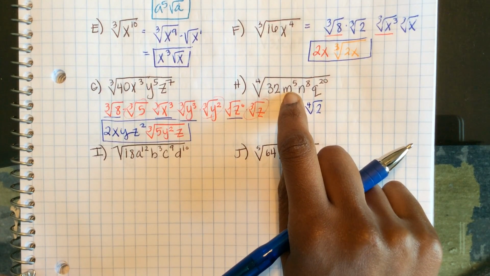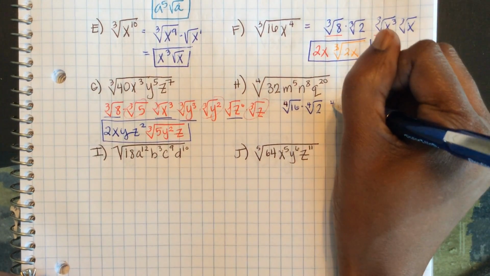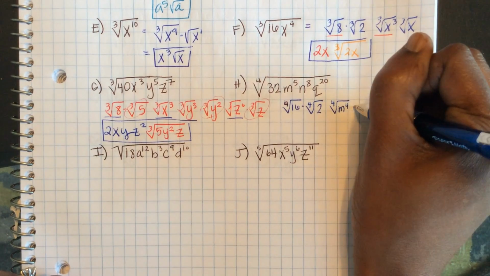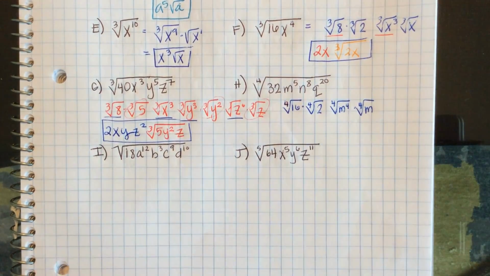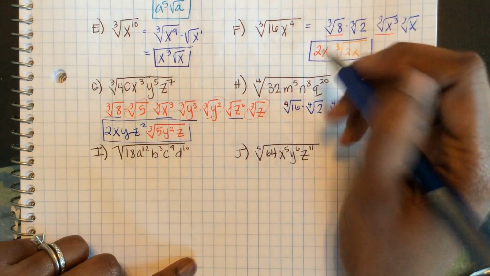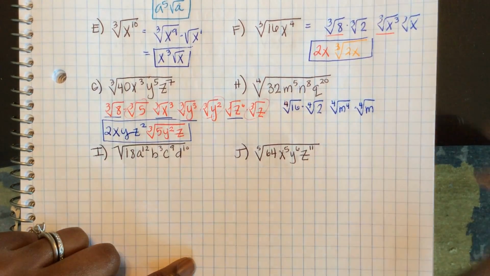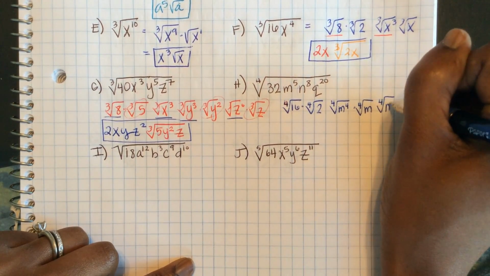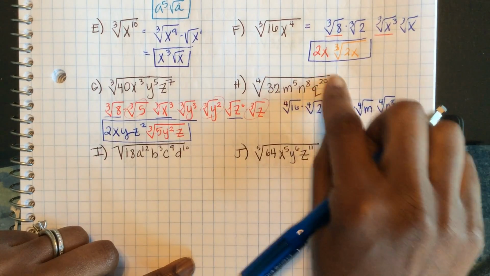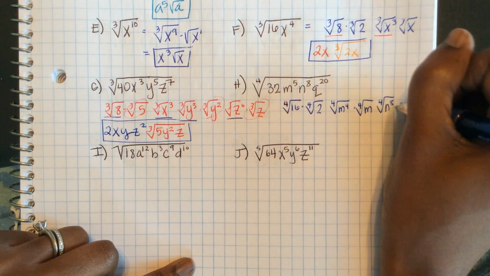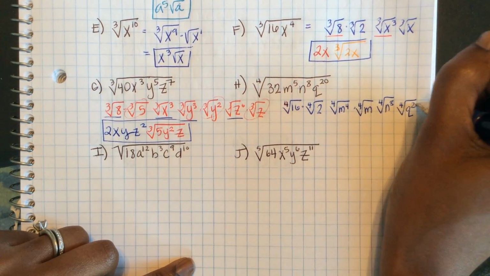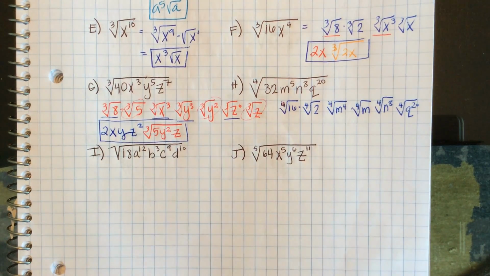Now for the m, fourth powers, that would be the fourth root of m to the fourth times the fourth root of m. All right, now this is a fourth power, so I'm going to leave that the same. And this is a fourth power, so that doesn't need to be broken down either. They're fourth powers because they're multiples of 4.